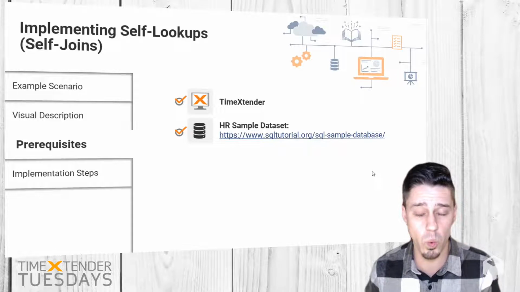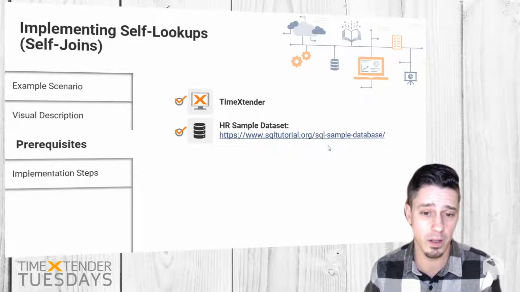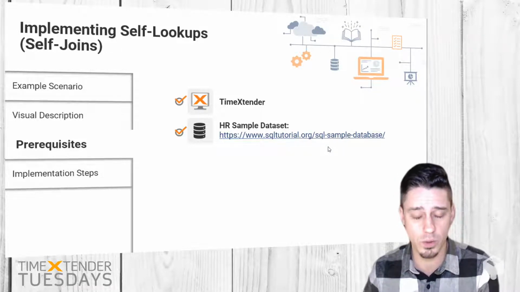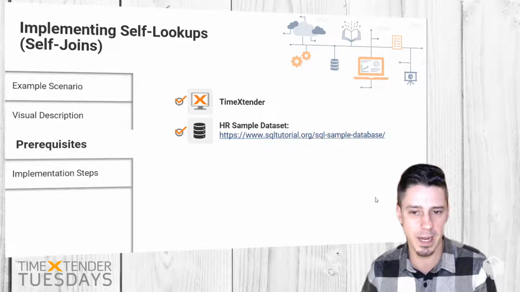If you want to know what data set I'm working with today, you can find this data set at this URL. We'll try to include this URL in the description of the video below. You can find the employee table, which is the table I'm going to be working with, the data set I'm going to be working with today.